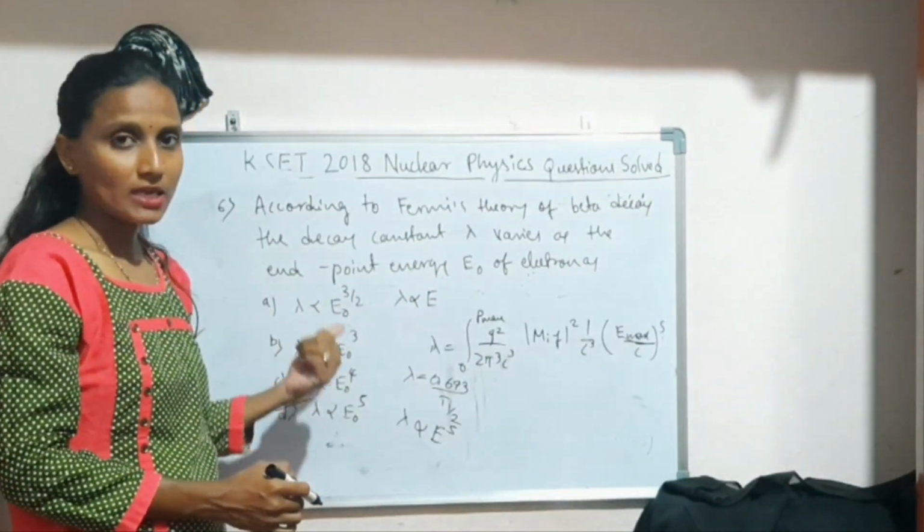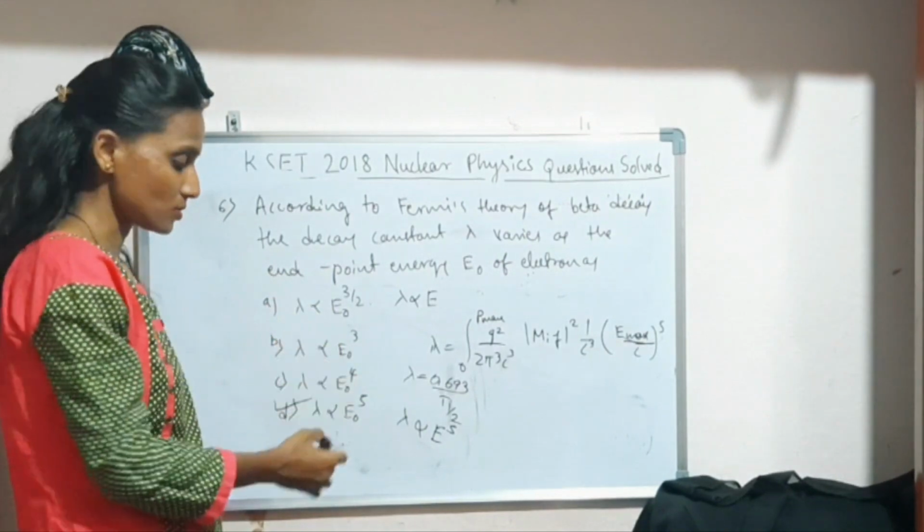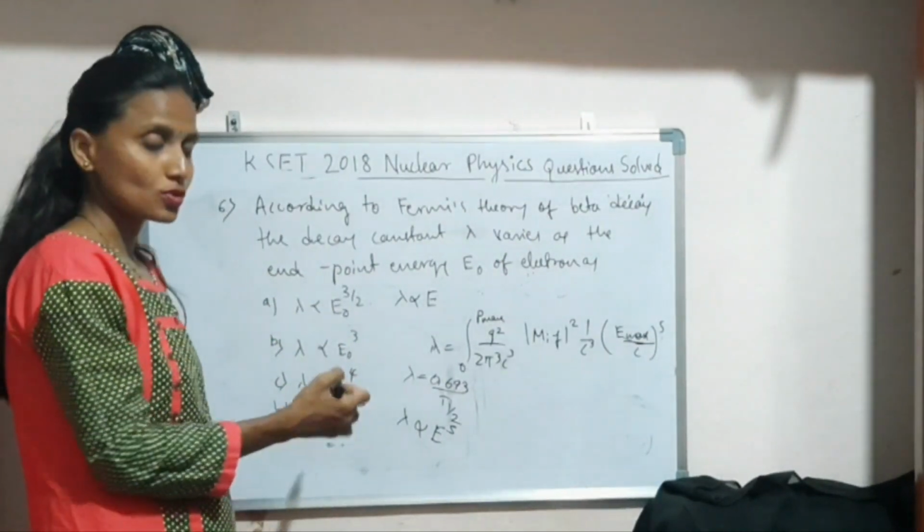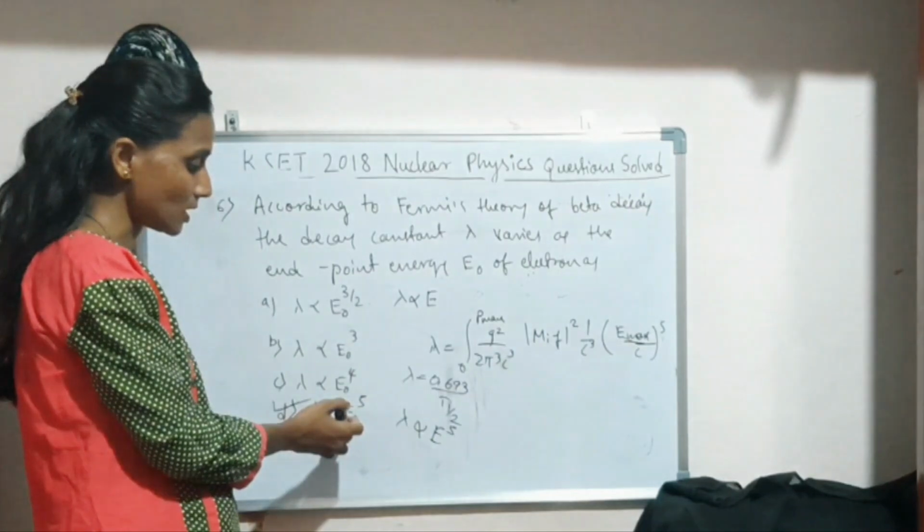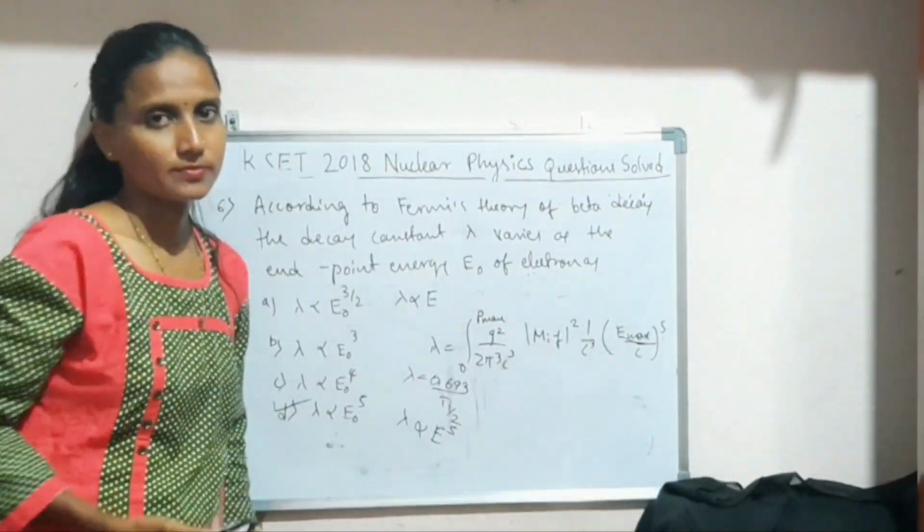And as we know, binding energy is high for heavier elements. So this decay constant is proportional to the fifth power of E0, the end point energy.